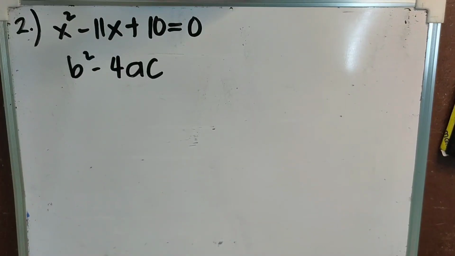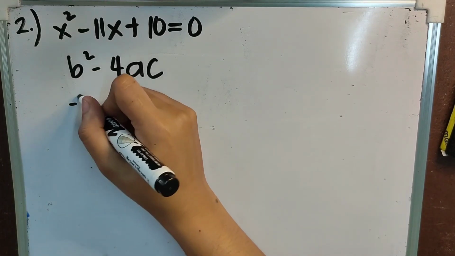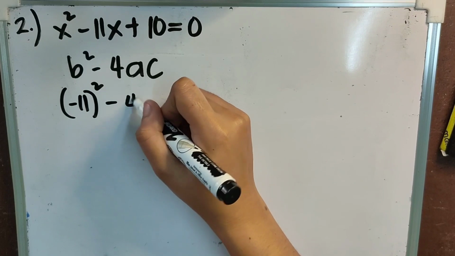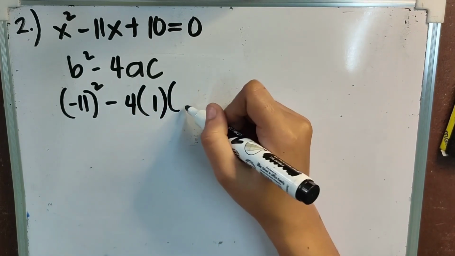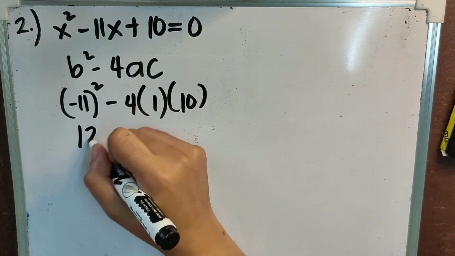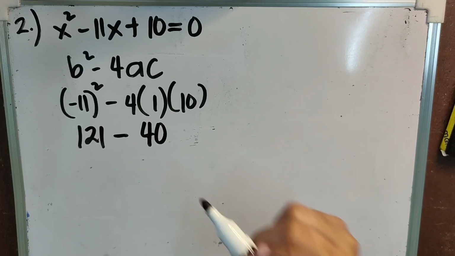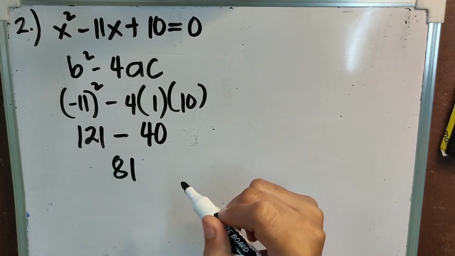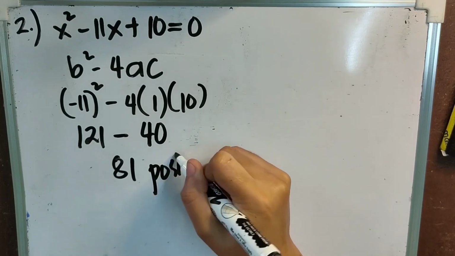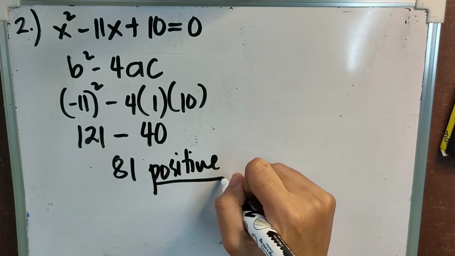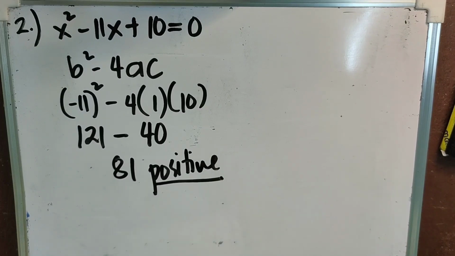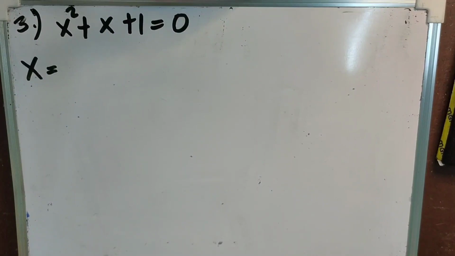Okay, b squared minus 4ac. So b value is negative 11 squared minus 4 times 1 times 10. So 121 minus 40, the answer is 81. Meaning, positive pa rin. Positive. If positive, that is two distinct real solutions. So that is the definition of a nature of solution if your answer is positive. Let's have example number 3.